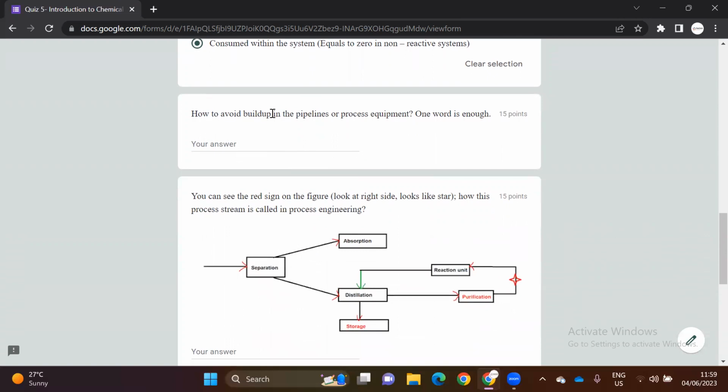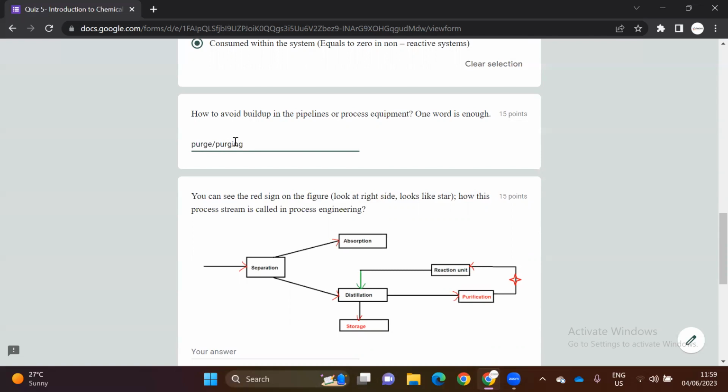Next, how to avoid buildup in the pipelines or process equipment. One word is enough. We said that buildup is accumulation within the system, and this is one of the most dangerous states for process equipment because your production rate will decrease, and this is undesirable for us. We need to avoid this buildup. So before starting up any equipment or pipeline, they purge all pipelines and process equipment in order to remove impurities, any buildup or accumulation. This will be purge, or purging.